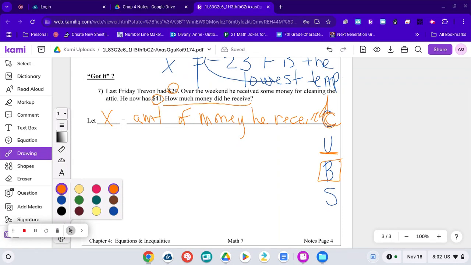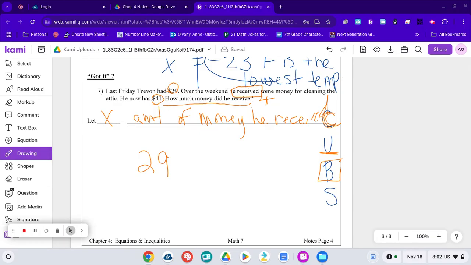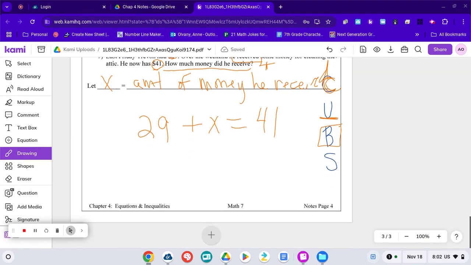Last Friday, Trevon had $29. Over the weekend, he received some money for cleaning the attic. If you receive money, that does what? Adds to what you already have. And he now has 41. So we're going to have 29 plus some amount he received, and now he has 41. Then we go through our process.